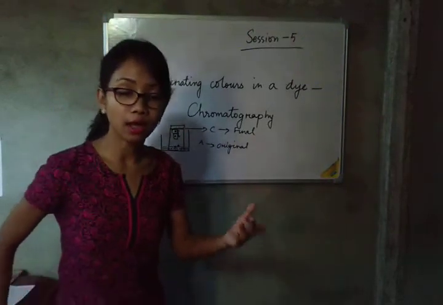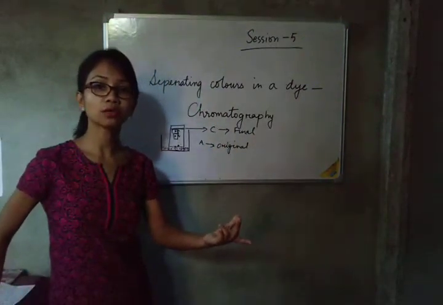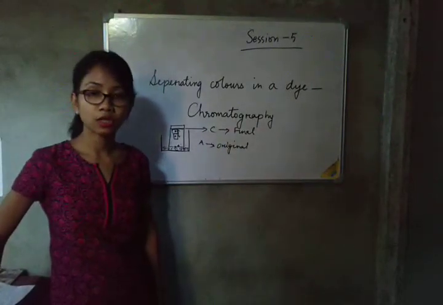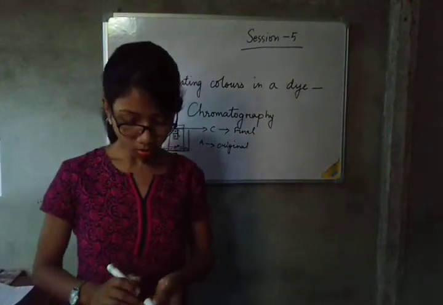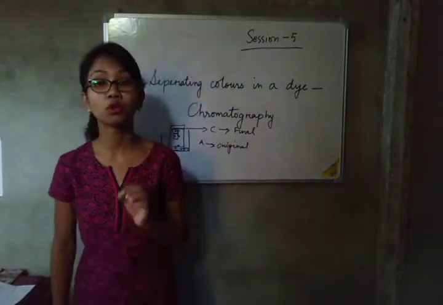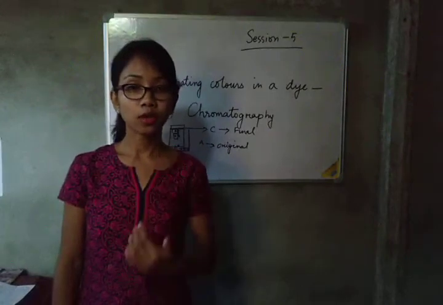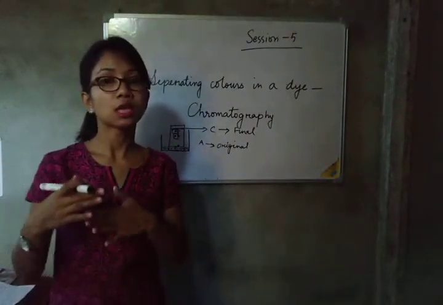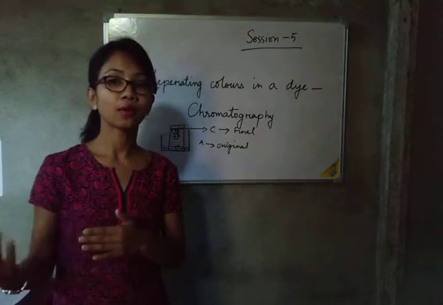Then how can we separate these two colors from the dye? We can separate them by the process of chromatography. Chromatography is a technique in which the components of a mixture can be separated with the help of a solvent, in which one of the components is carried away and another component is slightly less carried away by the solvent.